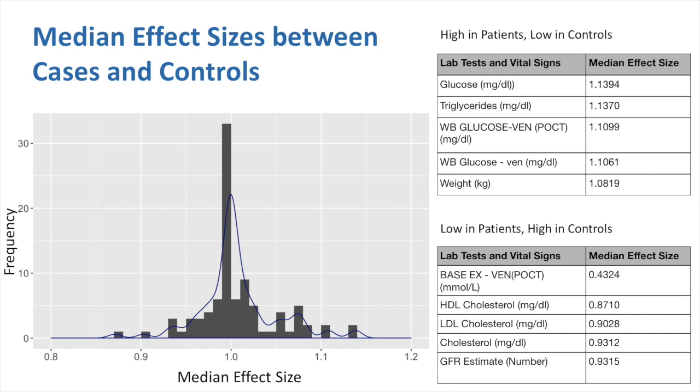We can see that these calculations identify several predictors as relevant for diabetes, including glucose concentrations, both regular and whole blood, cholesterol, and weight. We also note some other interesting identifiers, including GFR estimate, a measure of kidney function, and base excess, a measure of the amount of base present in a patient's blood.